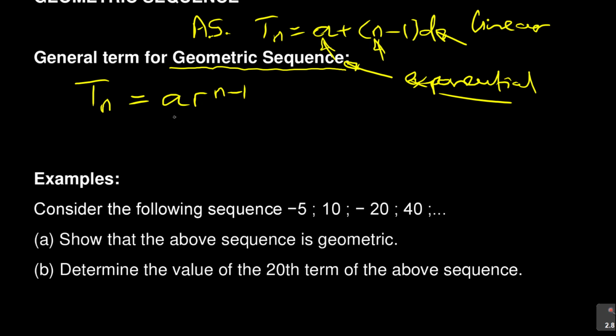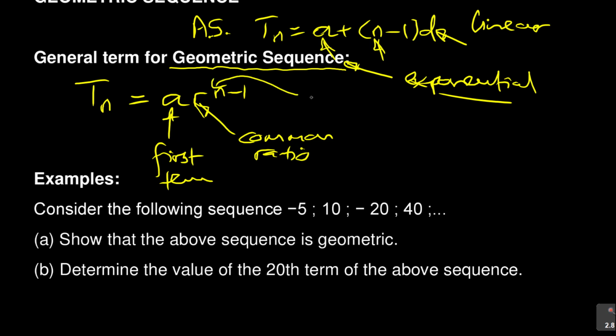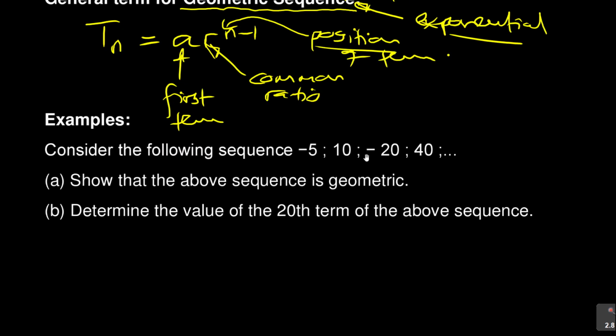Now, what does a stand for? Similarly, a stands for the first term. Nothing has changed, it's still the same as the previous one. But r, which is kind of similar to d, represents the common ratio. Just know that difference: it's the common ratio. And then n is still the same. It represents the position of the term. If n is 5, it means that term is in the 5th position, or T5. Alright, with that we can look at an example.